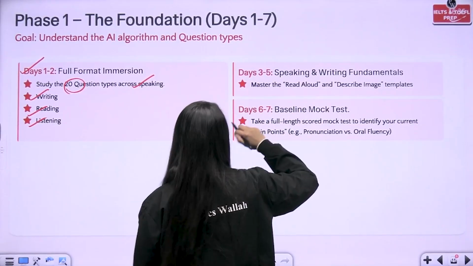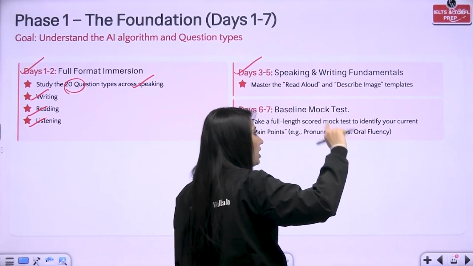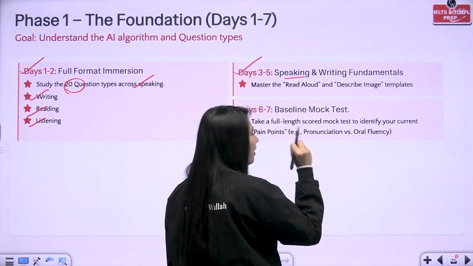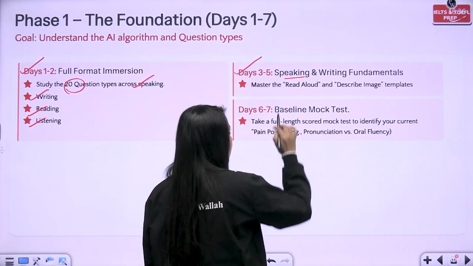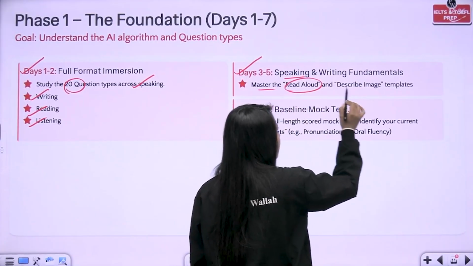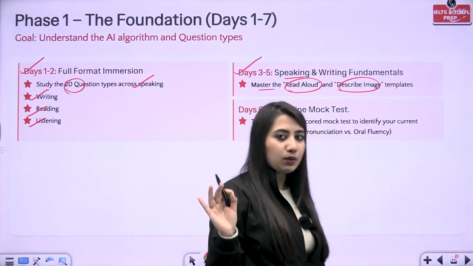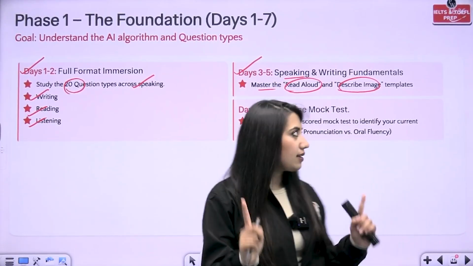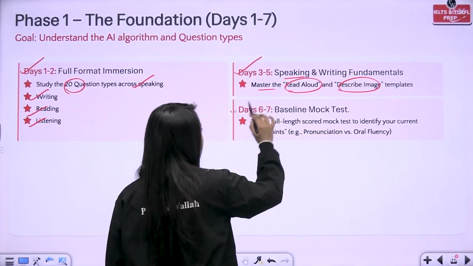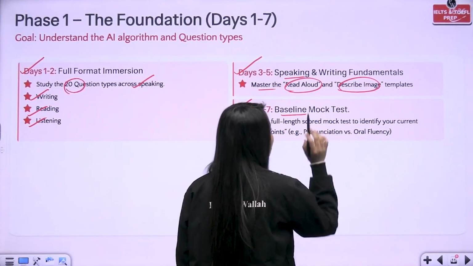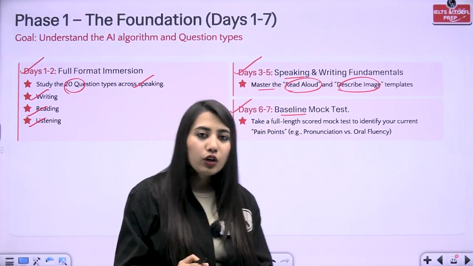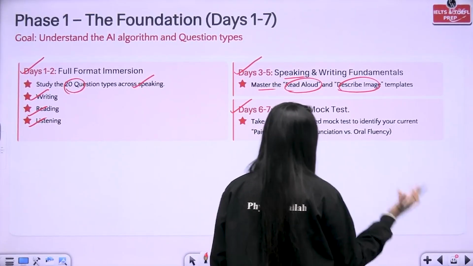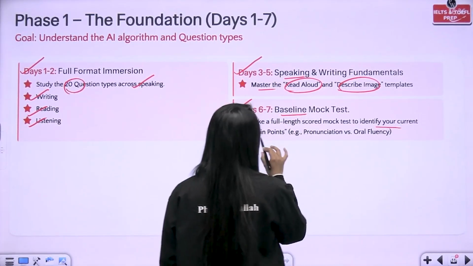Okay. Apart from that, then for day 3 to day 5, you then have to work upon specifically writing and speaking fundamentals, wherein master the read aloud and the describe image question type. Okay, these are the 2 set of question types you're going to cover in just 3 to 5 days. Later, in day 6 to 7, it's going to be a baseline mock test. Now from here, you're going to attempt a full length mock test just to understand where you actually are standing and what are your current pain points.